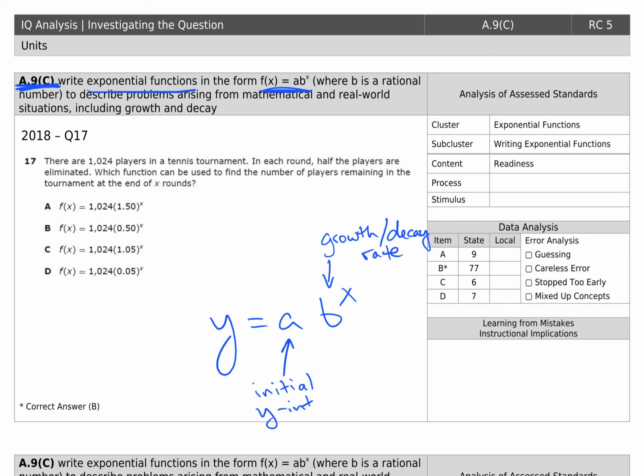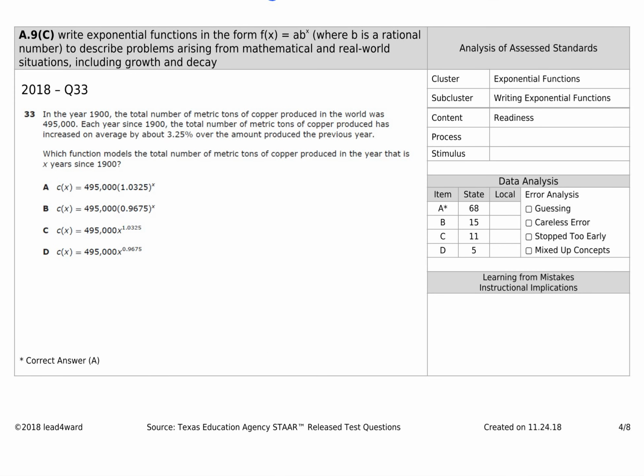Alright, taking a look at number 17, this first question. There are 1,024 players in a tennis tournament. Each round, half of the players are eliminated. What is written? Well, we know this is the y-intercept, the initial value. All of the equations show that, so that's fine. And half of the players, there's the rate. If it was growing, it would be 1.5. This is 1/2. That's 5% growth, and that's way too much decay. The answer is B, because it's half decay. Moving on to the next question.